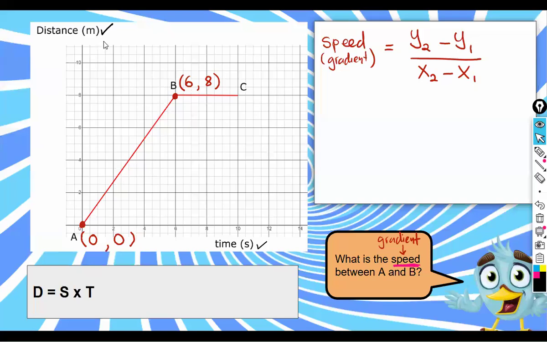Let's work this out. So I'm going to choose A first, right? Because A comes before B. If you choose B first, you're still going to get the same exact answer. It's like magic. So A has an X coordinate and a Y. Because I'm choosing A first, I'm calling it X1 and Y1. B comes second. So you have an X coordinate and a Y coordinate, right? So because I'm choosing B second, I'm calling it X2 and Y2.